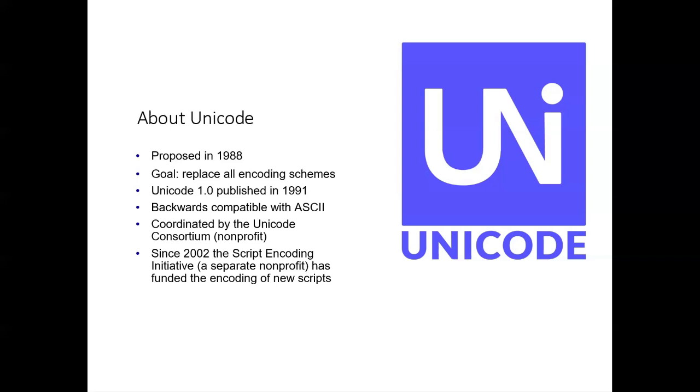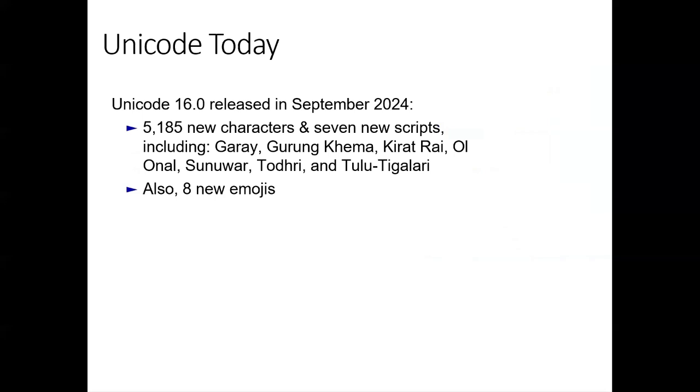And then since 2002, there's been another nonprofit related to this movement and work called the Script Encoding Initiative, or SEI. And it has funded, through grants and other nonprofit activities, the encoding of new scripts to reach that motto of representing all characters in all languages. And so today, Unicode, the latest version, was released in September of last year, September 2024.